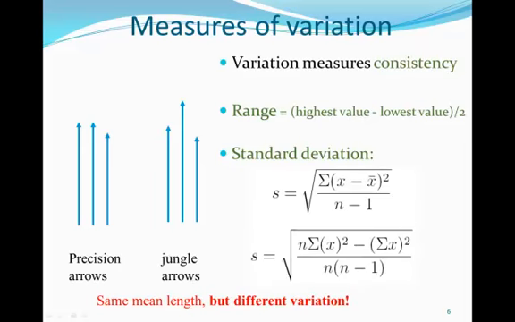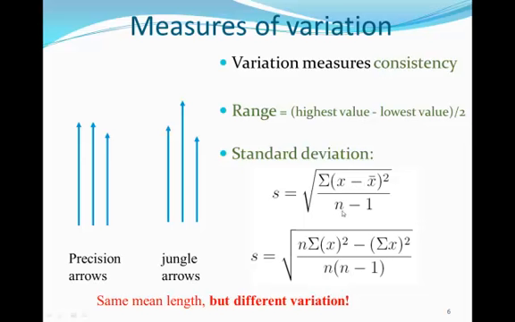For the standard deviation, there are two formulas, right? The first formula is the standard formula: s equals the square root of the summation of (x minus x bar) squared, divided by n minus 1. And there's a shortcut formula: s equals the square root of n times the summation of x squared minus (the summation of x) squared, divided by n times n minus 1. Here s represents the standard deviation, x represents each individual data value, x bar represents the sample mean, n represents the sample size.